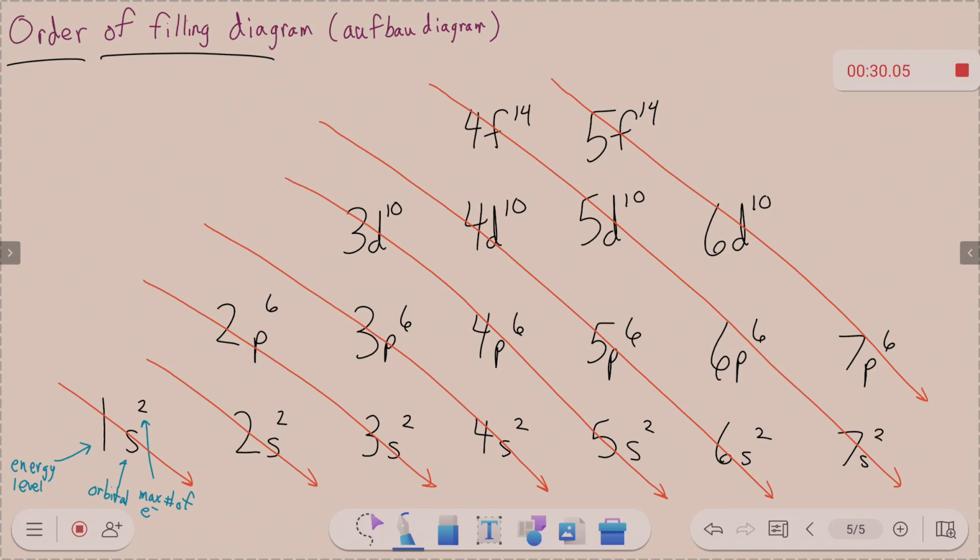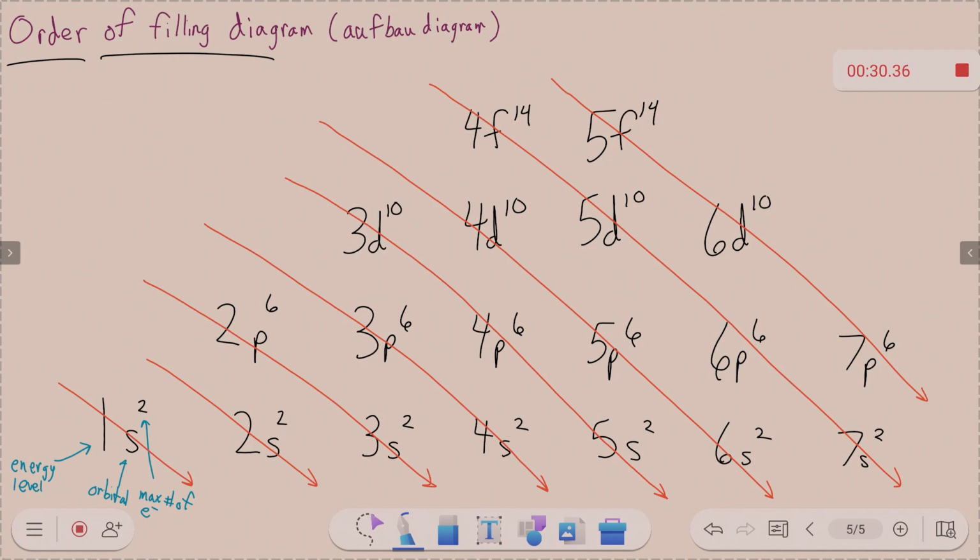This is what you're going to want to carefully copy into your notes. Rest assured, you do not need to memorize this. You do need to understand how to use this. I will give you this on the test, actually. You will have this order of filling diagram for the test. So you need to be able to use it. You don't have to memorize it, but if you do, things actually go quite a bit faster. So it's up to you. You do not have to memorize it. You have to be able to use it.